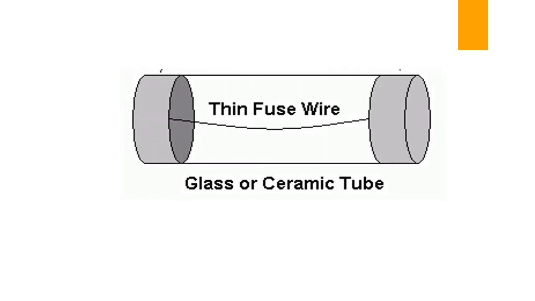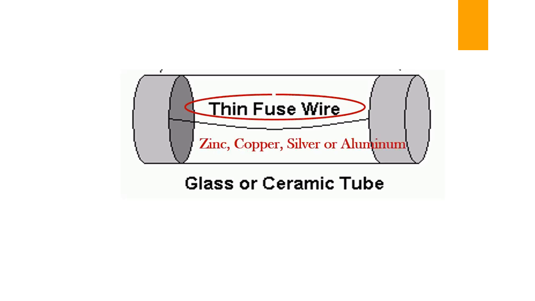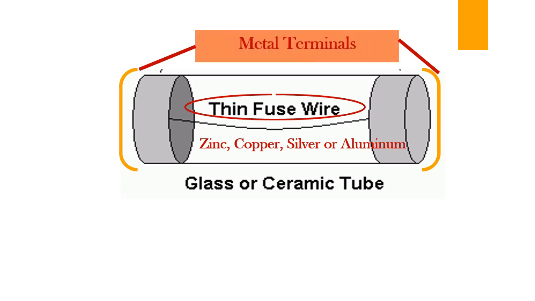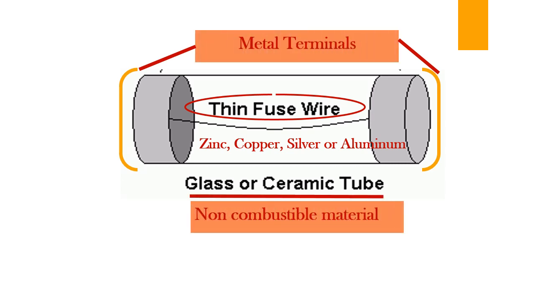This is what a fuse generally looks like. It consists of a thin fuse wire that is made up of zinc, copper, silver, or aluminium. The thin wire is connected with two terminals which are made up of metal. The rest of the fuse is made up of some non-combustible material. And it makes perfect sense too. We should make sure that the device used to prevent fire in other devices must not catch fire.